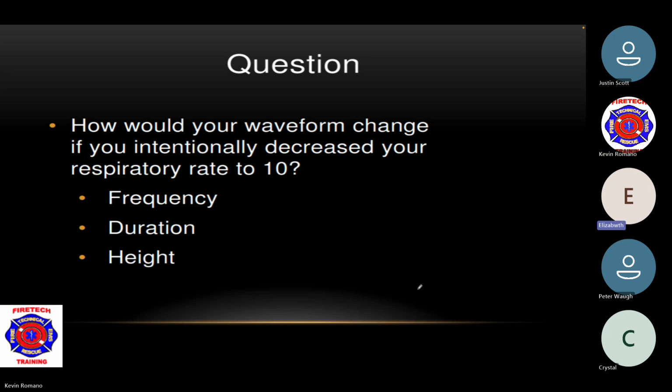It's going to be longer. Yep, duration is going to be longer. You'll have those tombstones that you're looking for. Yeah, those big ones, yeah. And then the frequency would be faster or slower? Lower? Slower, yeah. Rate's 10.